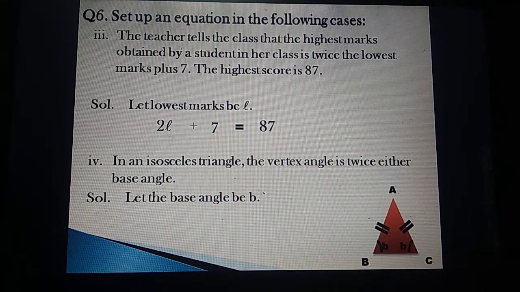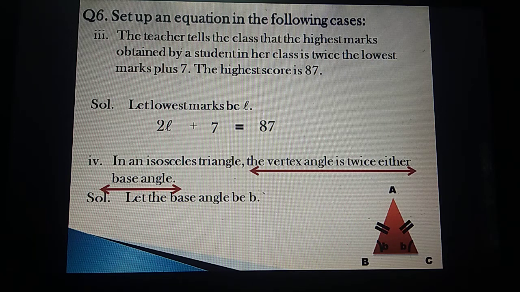Now as per the condition given in the question, the vertex angle is twice the base angle. Twice means whatever value is given for the base, just multiply 2 to it to get the vertex. So here B is the value of the base. So what will be the value of A? A will be 2B. Now, as you can see in the diagram, all the three angles are known to you.